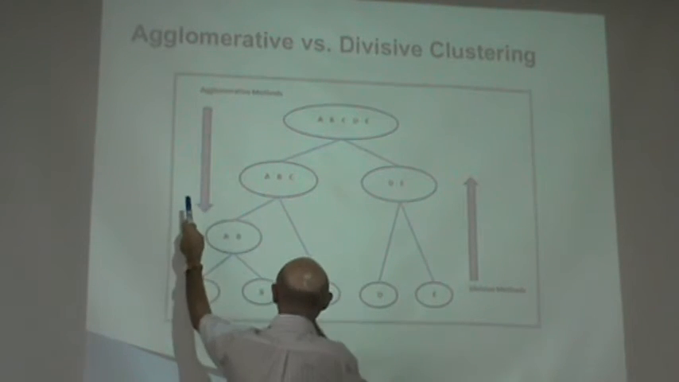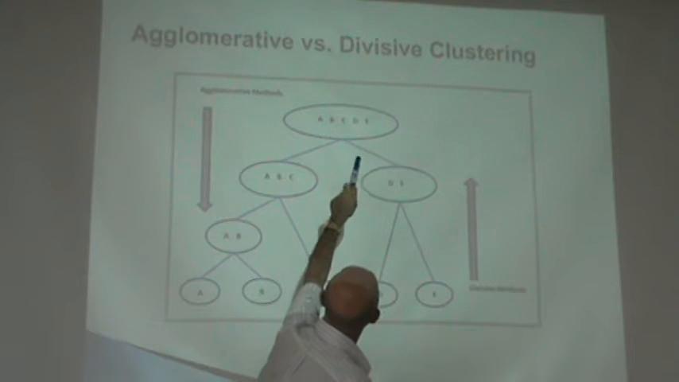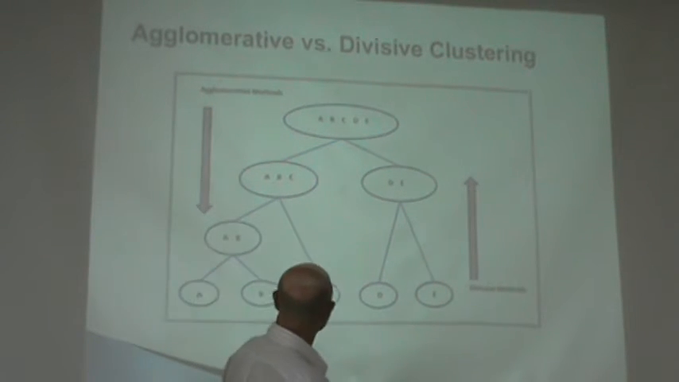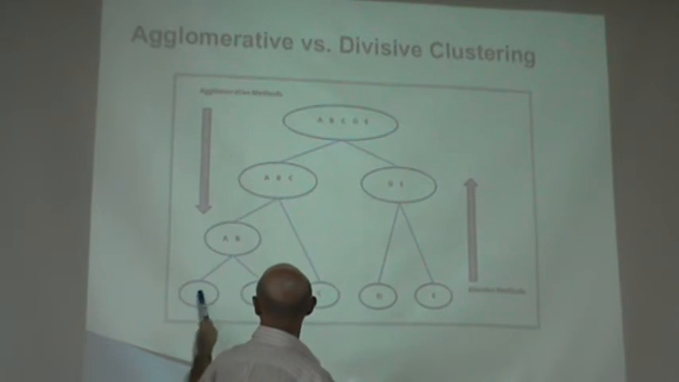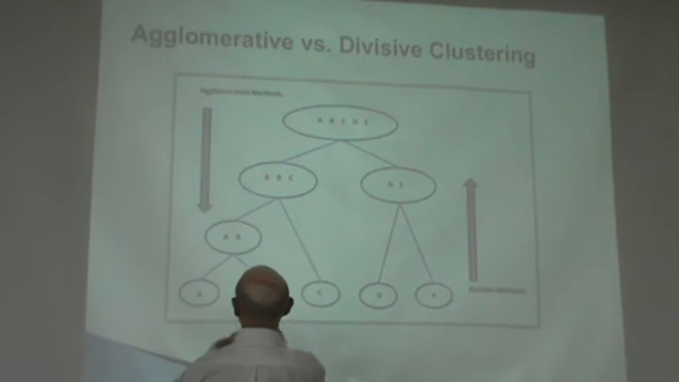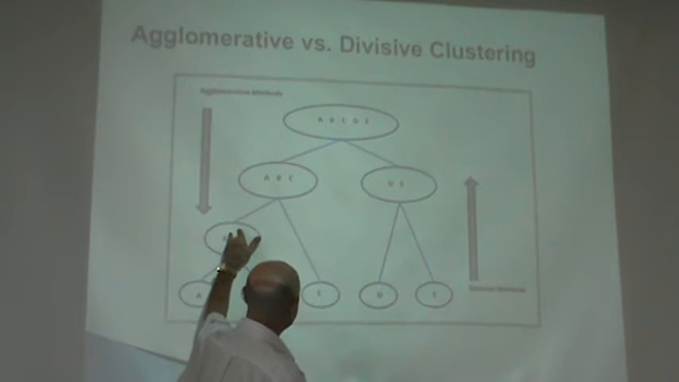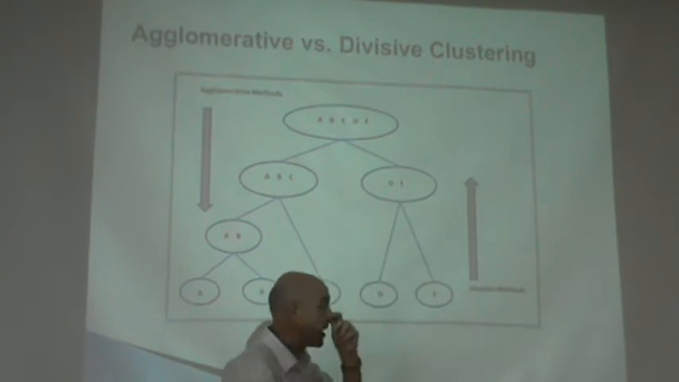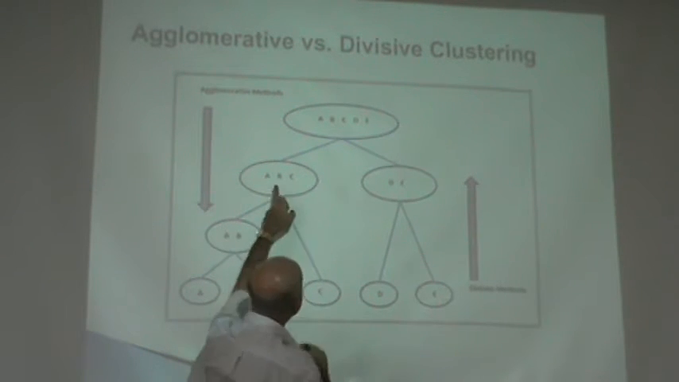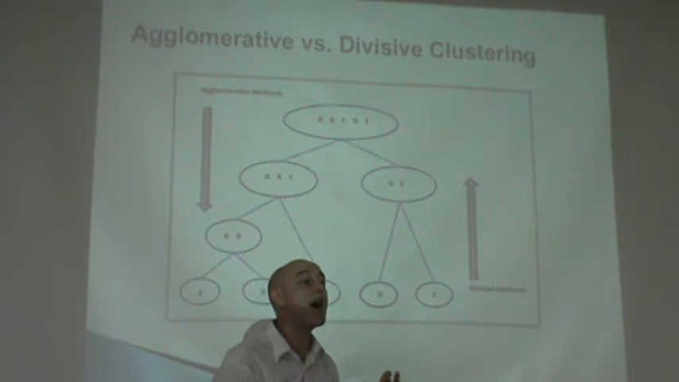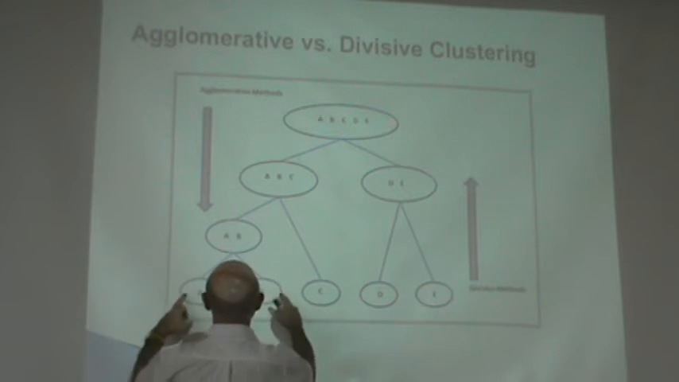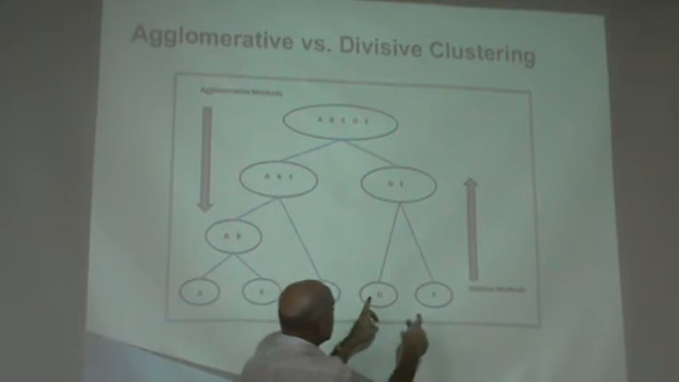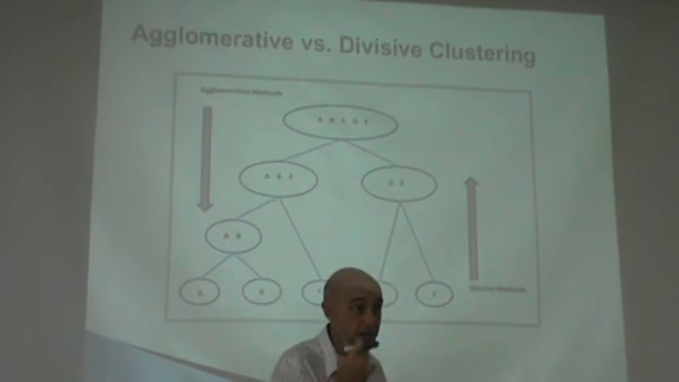In agglomerative methods, sorry, in agglomerative, you start at the bottom, okay, and then you say, oh, A and B are closer. And then A and D are not closer, D and E is closer, okay? And then you say, oh, A and B and C is closer. So if you need to divide them into 2 clusters, A and B will get together, A, B, and C will be the one cluster, and D and E is going to be the second cluster.